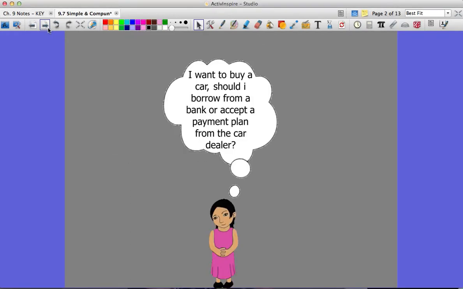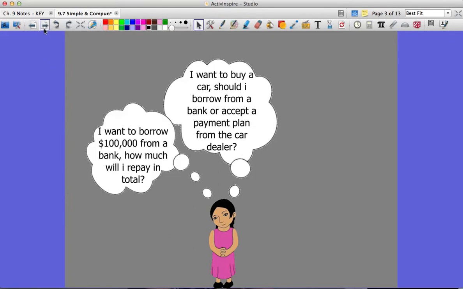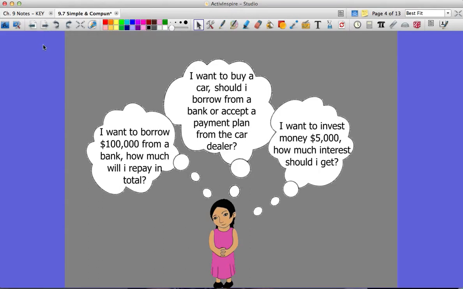When we're talking about compound and simple interest, we're talking about situations that you'll be in the future. For example, I want to buy a car. Should I borrow from a bank or accept a payment plan from the car dealer? Another situation, I want to borrow 100,000 from a bank. How much will I repay in total? I want to invest money, $5,000. How much interest should I get? These are all questions that are going to relate back to interest.